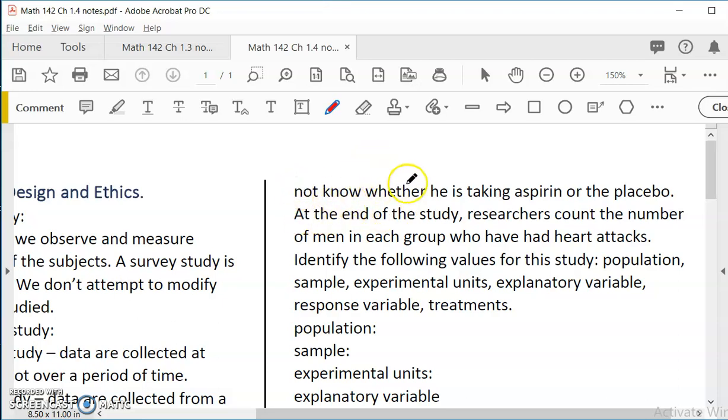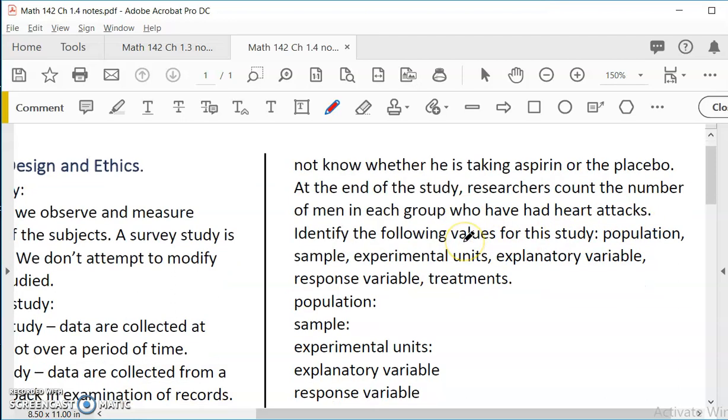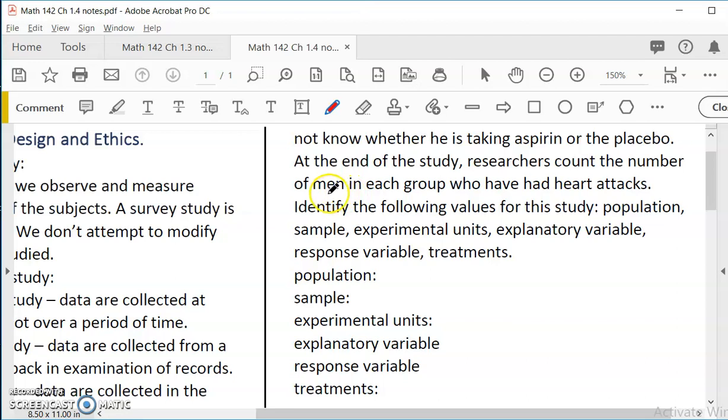We don't know if they're doing double blinding. At the end of the study, researchers count the number of men in each group who had a heart attack. So the researcher will know who is in each group, but the man does not know. Identify the following values for this study. What is the population? What is the sample? Experimental units? Explanatory variable? Response variable? And treatments. Population: notice that they recruit men between the ages of 50 to 84.